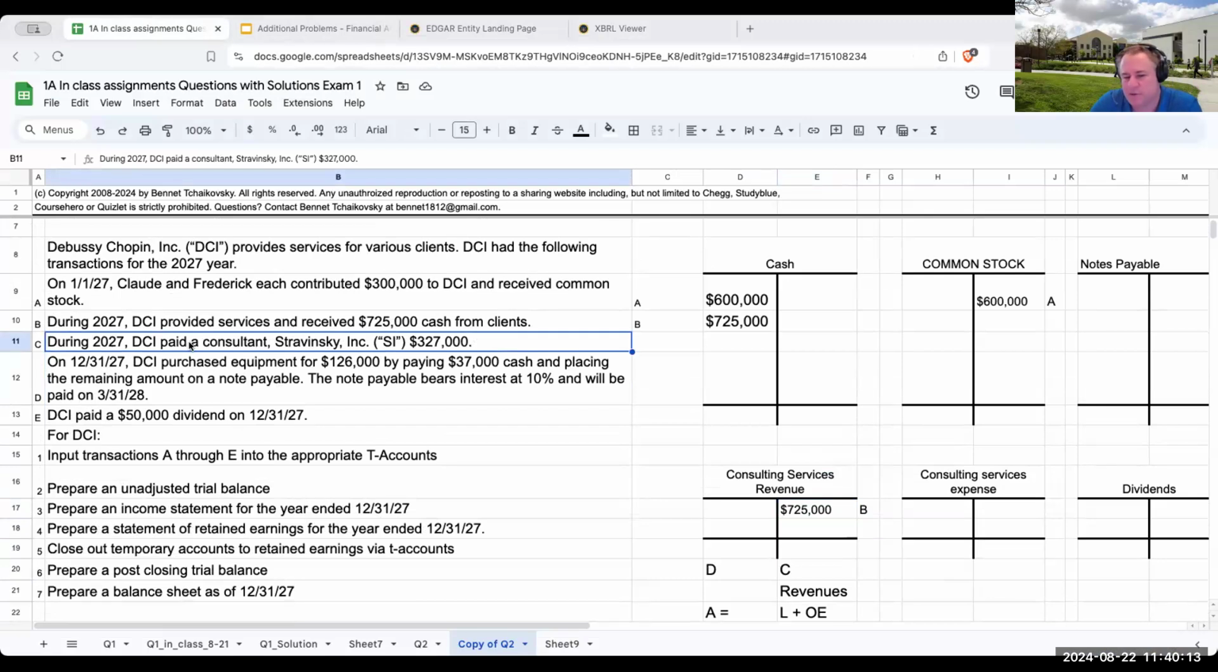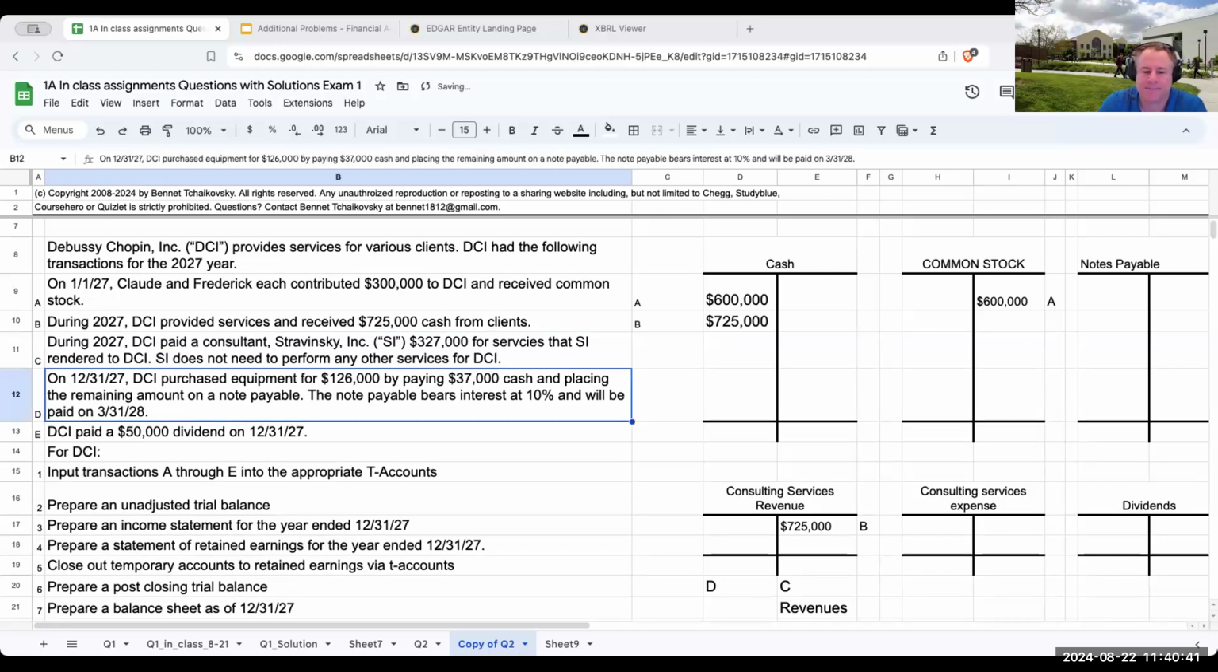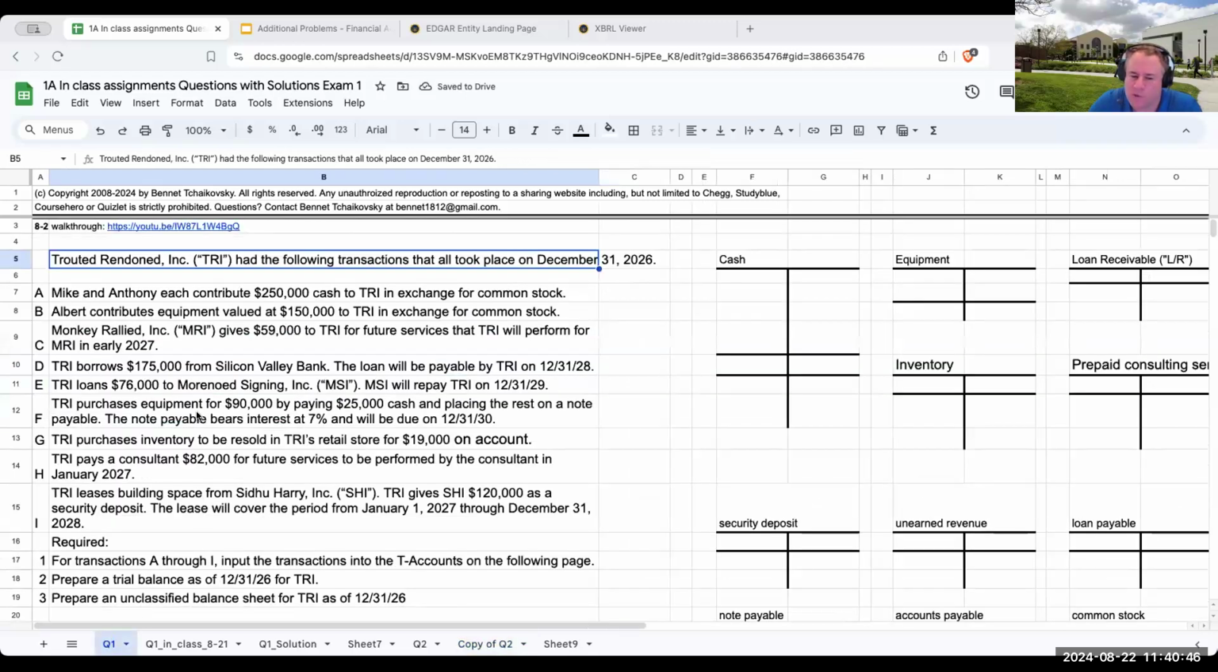During 2027, I paid a consultant, Stravinsky, $327,000 for services that SI basically rendered to DCI. SI does not need to perform any other services for DCI.